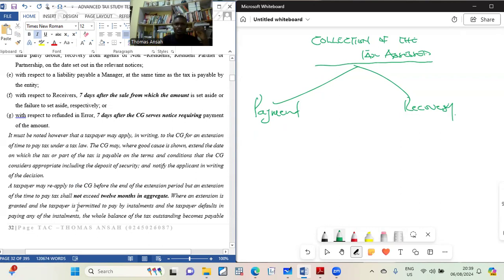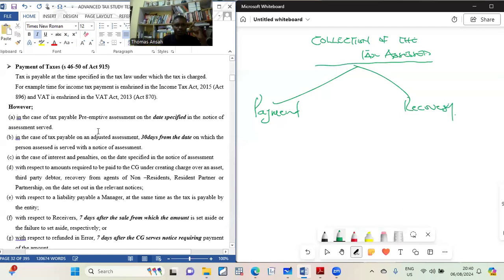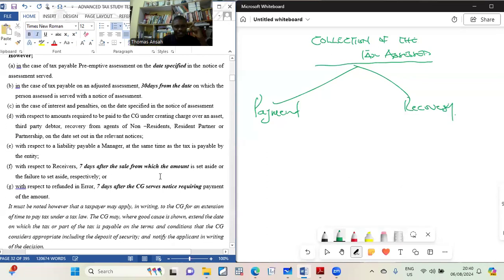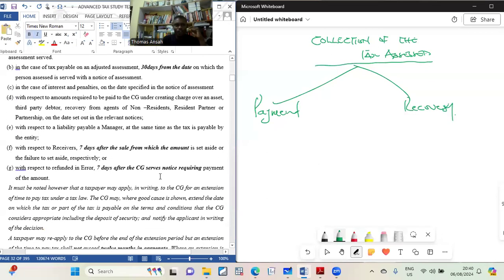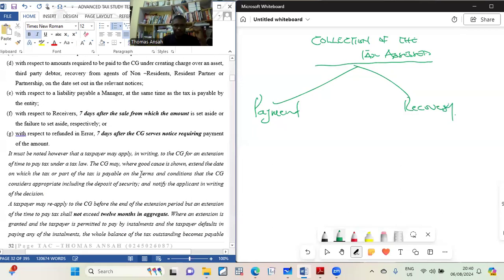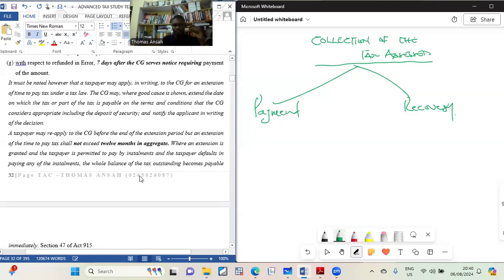So if you can't pay, write for an extension. Because they will put in the date you are supposed to file and to pay. So the date specified is 30 days, 7 days for receivers and for error, and for a manager, the same day the tax was payable by the entity. If you feel you cannot make it, you have to write to the Commissioner General for an extension.